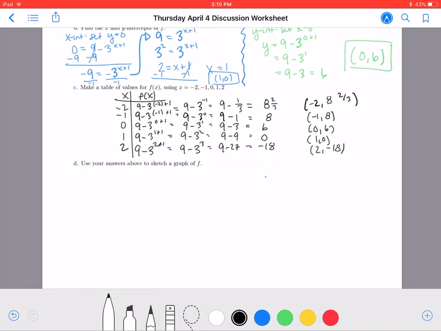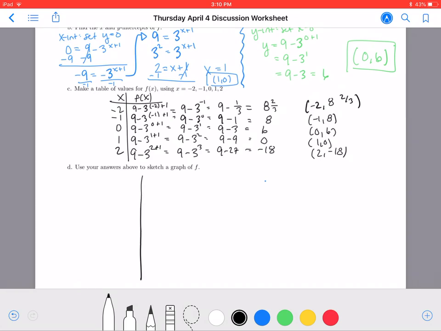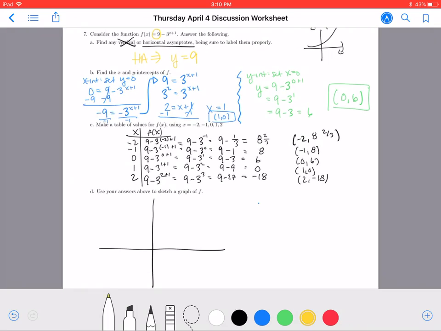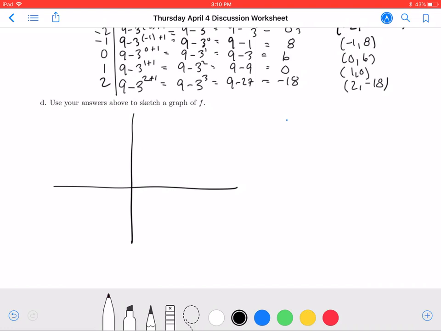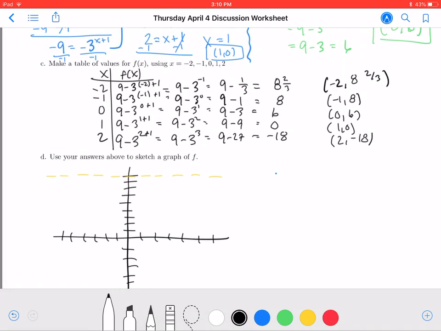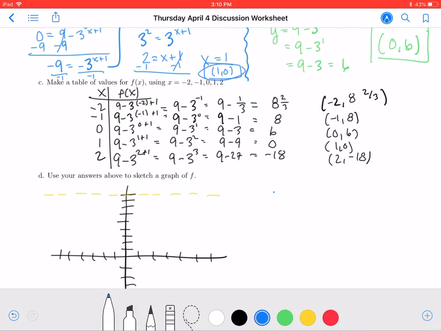Okay, use our answers above to sketch a graph. All right, so we said we had a horizontal asymptote at y equals 9. So 1, 2, 3, 4, 5, 6, 7, 8, 9. The benefit of drawing the graph as you go is you can make it exactly as high or as low as you need. All right, let's plot my intercepts. I found those. I had the point (1, 0), and I had the point (0, 6). 1, 2, 3, 4, 5, 6.